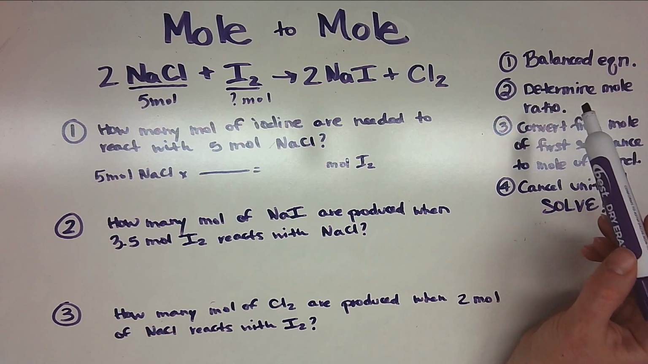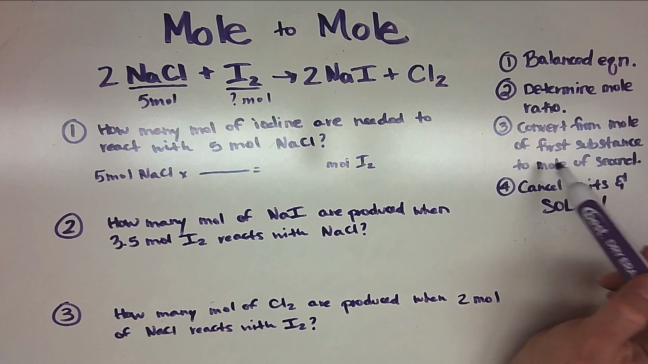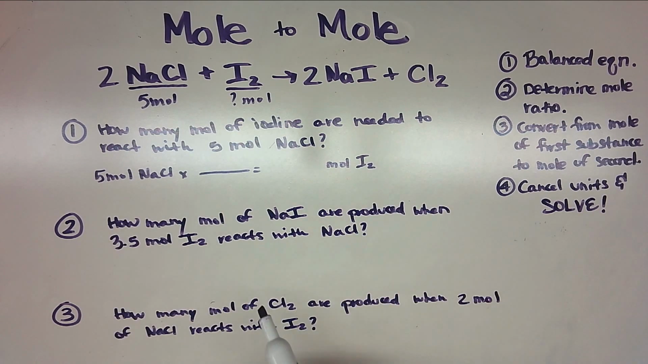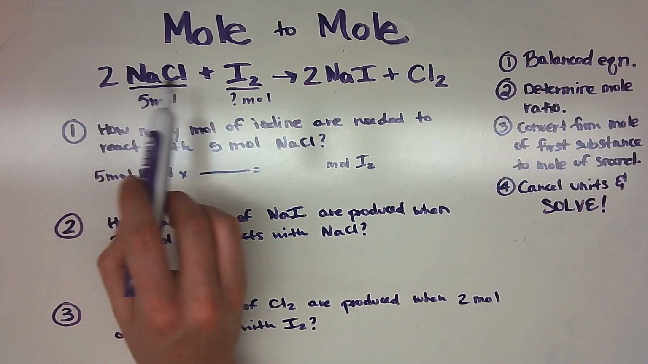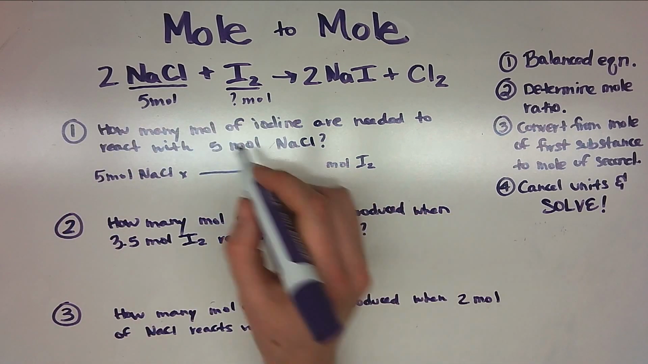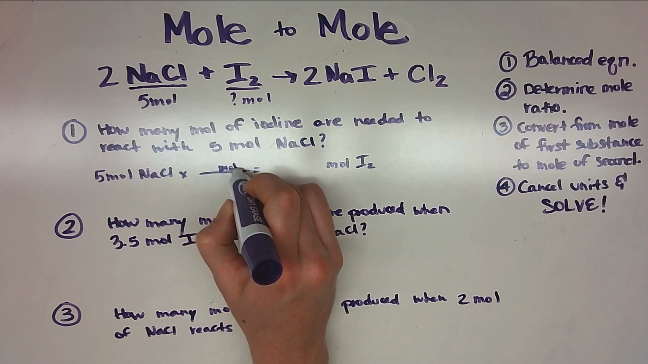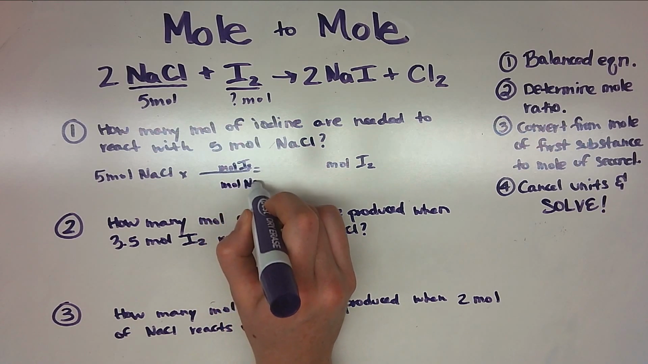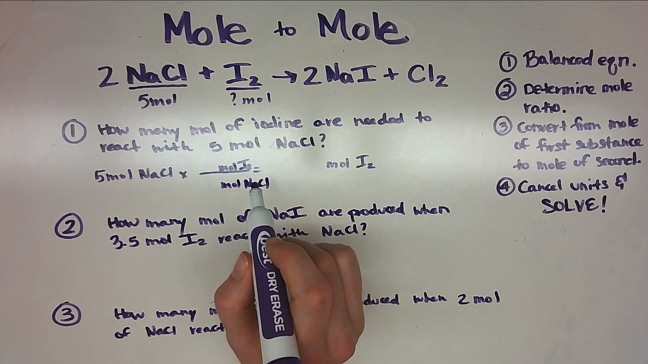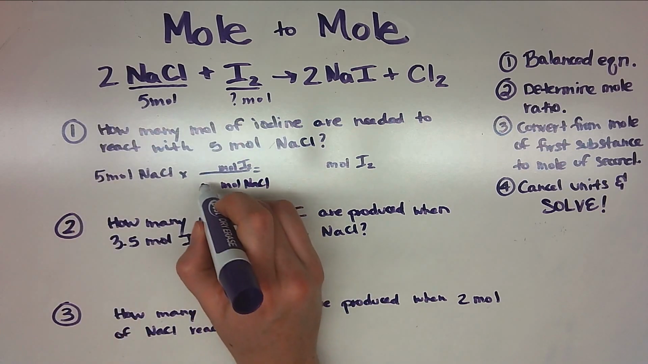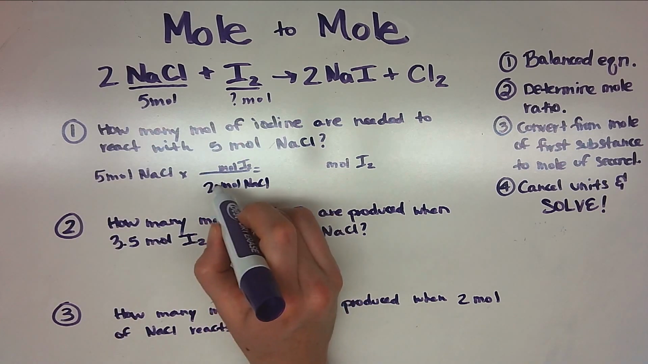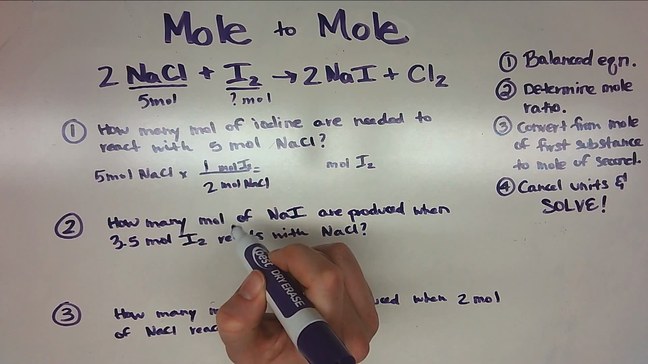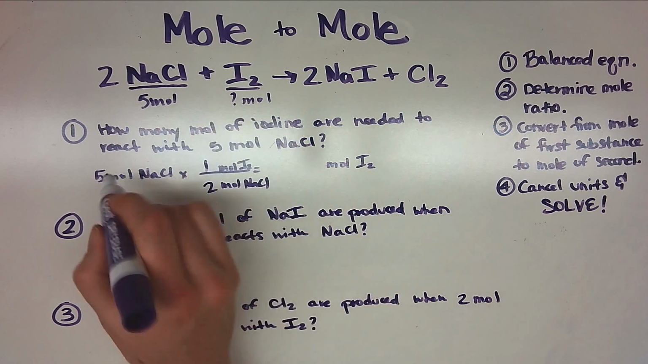Right? I need to determine my mole ratio, and I'm going to use it to convert between what I was given and what I'm asked to find. And to do that, remember, I'm going to look at my coefficients out front. So if I need mole of iodine, I need to put mole I2 on the top. I'm going to put mole of NaCl on the bottom. So I know that for every 2 mole of sodium chloride, I'm only going to have 1 mole of iodine reacting. So I'm just looking at my coefficients out front.